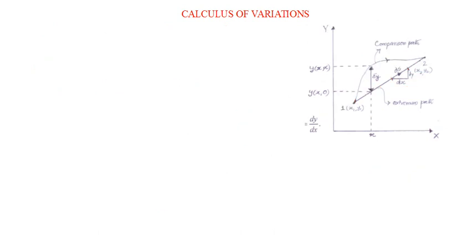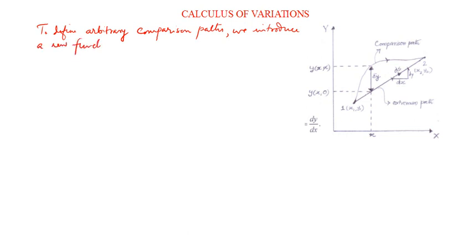In order to define arbitrary comparison paths of any shape, we introduce, and this is a mathematical technique, a new function, say eta of x. It is a function of x, which means the value of eta will be different for different x points.